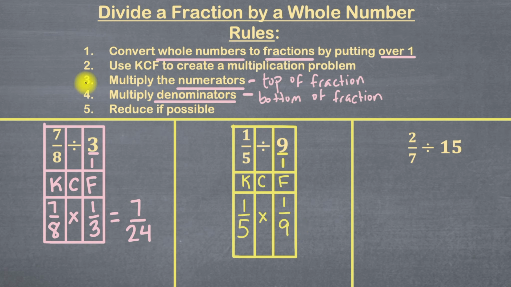Now we can go to step 3, which is to multiply our numerators. And remember, the numerators are just the tops of our fractions. So I'm going to multiply 1 times 1. And that's pretty easy, that's just 1.